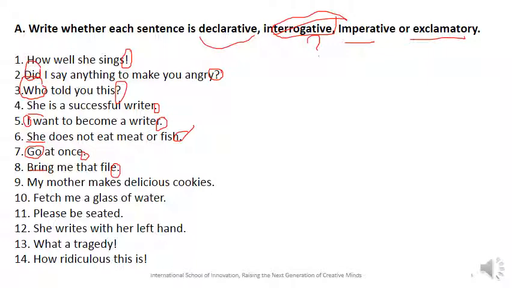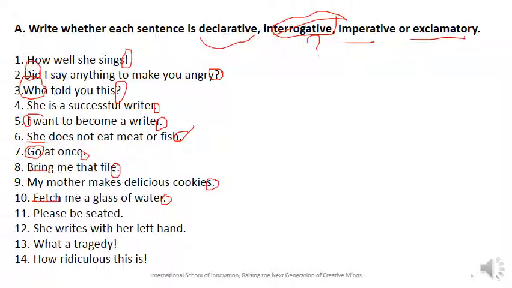My mother makes delicious cookies. My mother is the subject, delicious cookies, and it ends with a period. So this sentence started with a subject, ended with a period, and it's telling something or stating something, so it's a declarative sentence. Fetch me a glass of water. Fetch is a verb, and this sentence ends with a period. So this sentence is an imperative sentence. It's ordering someone to do something.